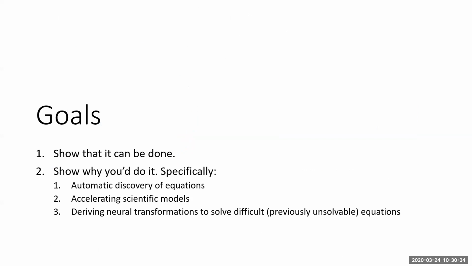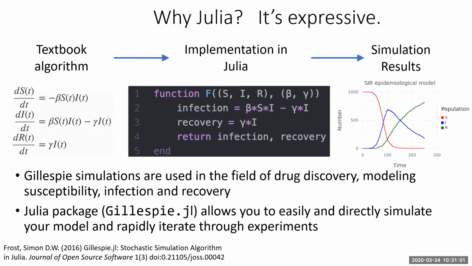So what I want to really do is show two things. A, show that there is a way to be able to train neural networks directly within the context of scientific simulators, but then also B, show why you might want to do this. So I'm going to show that you can do automatic discovery of equations, accelerating scientific models, and deriving these neural transformations to solve very difficult equations by utilizing neural networks in very small portions, or very small parts of a model. So what I need to first describe is why we're using Julia here.